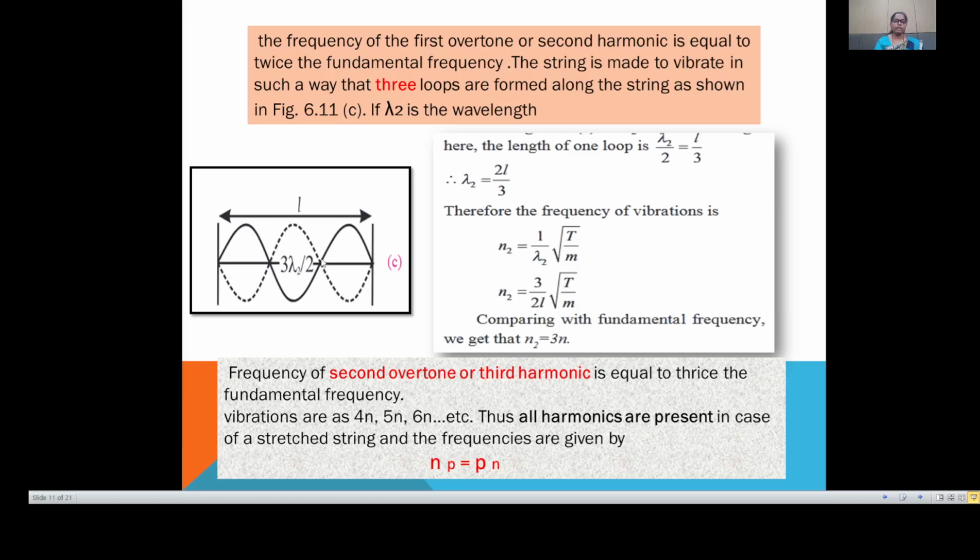The next vibrations are 4N, 5N, 6N, etc. Thus, all harmonics are present in case of a stretched string, and the frequencies are given by Np is equal to pN.